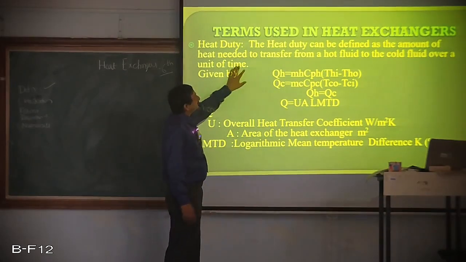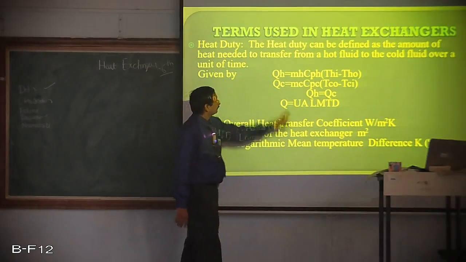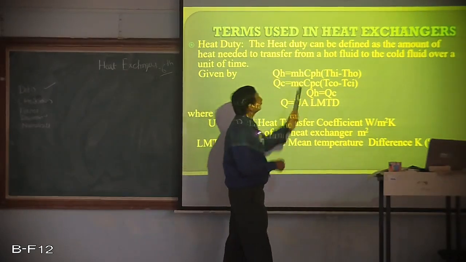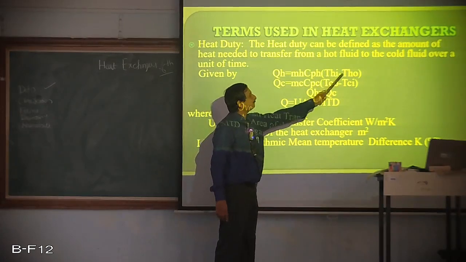Then these are given by three equations. Okay, now what is this? It is Q_H = m_H C_PH (T_Hi - T_Ho).